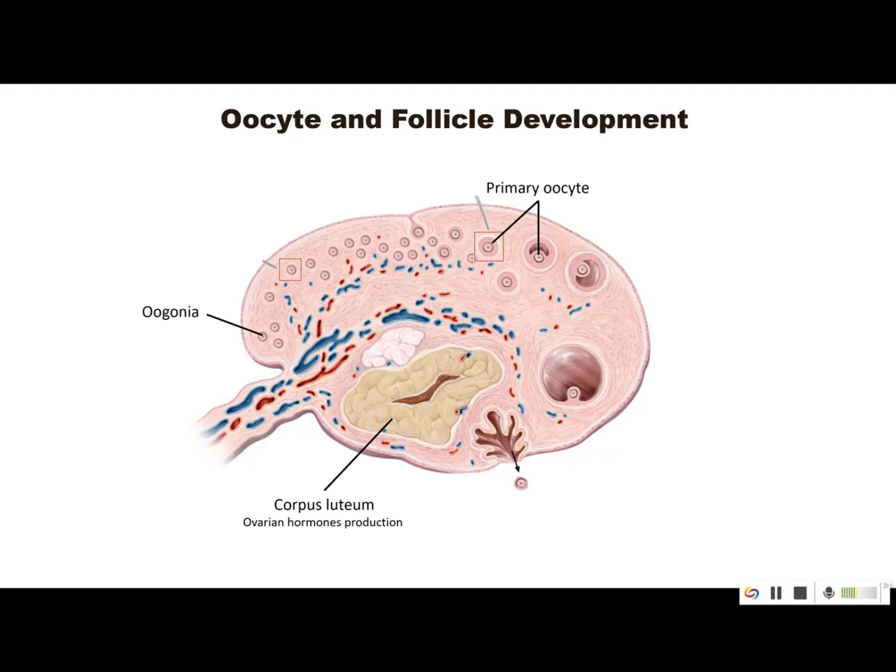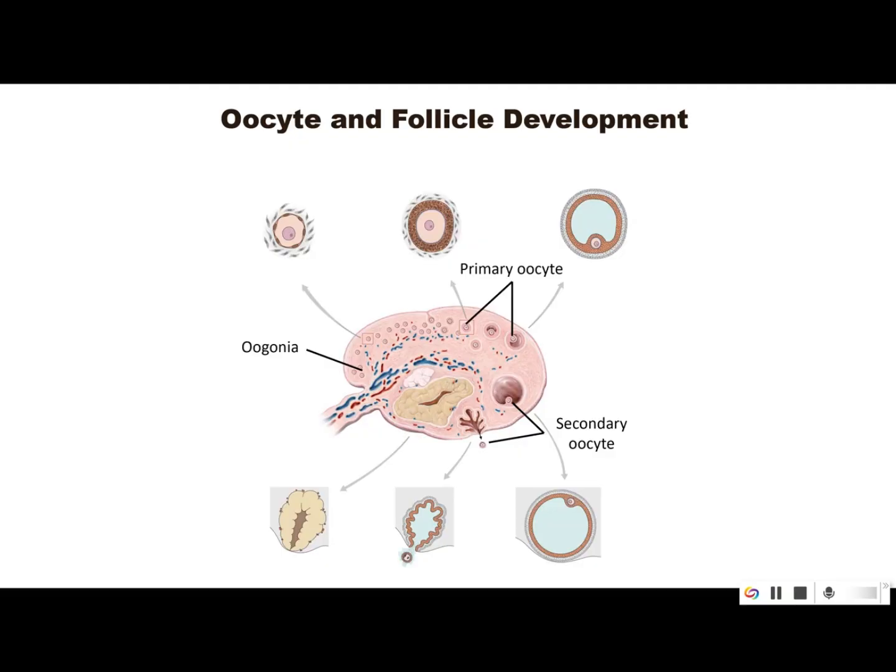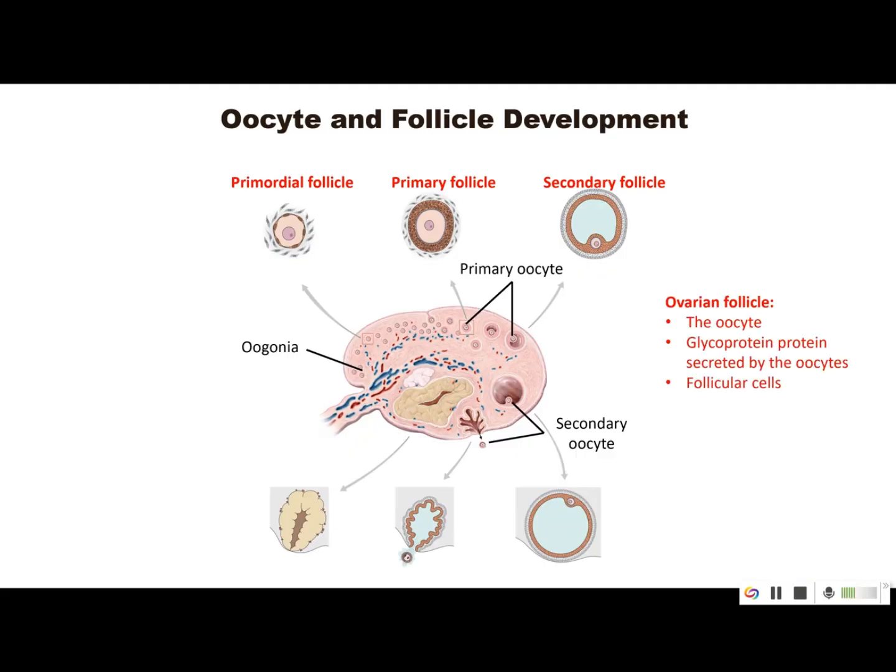At sexual maturity, a small number of primary oocytes each month mature and complete the first meiotic division to become a secondary oocyte under the influence of follicle stimulating hormone produced by the pituitary gland. The maturation of the oocyte occurs within the ovarian follicles located in the cortex of the ovary. An ovarian follicle contains the oocyte, a glycoprotein layer secreted by the oocyte, and the follicular cells surrounding the oocyte.